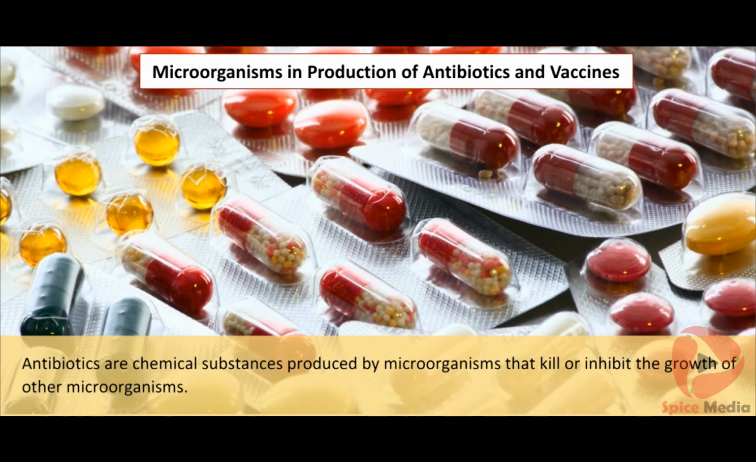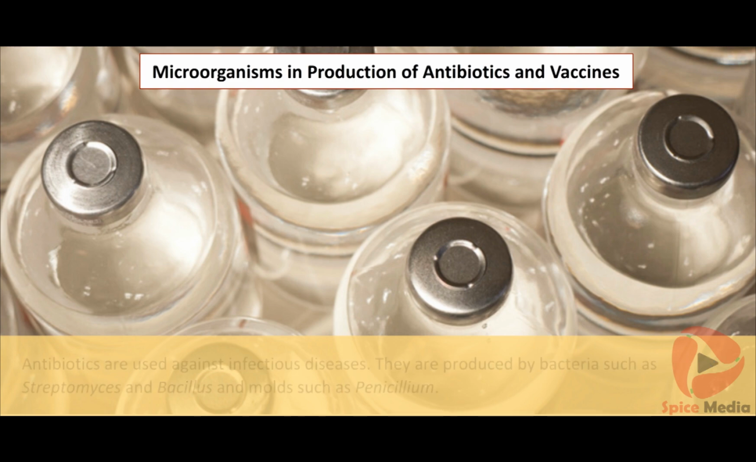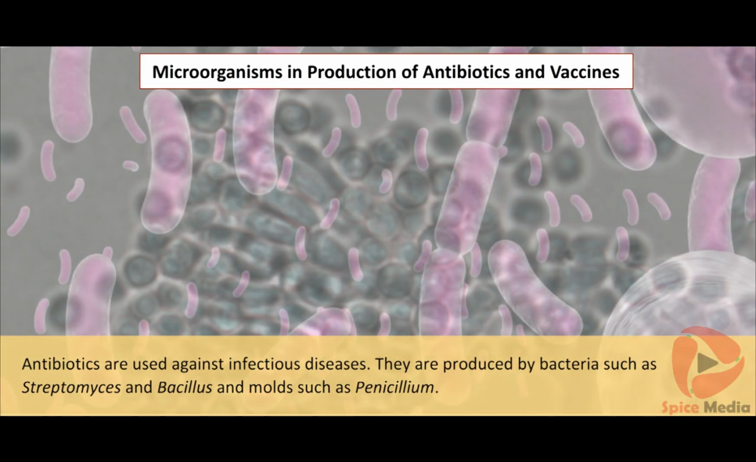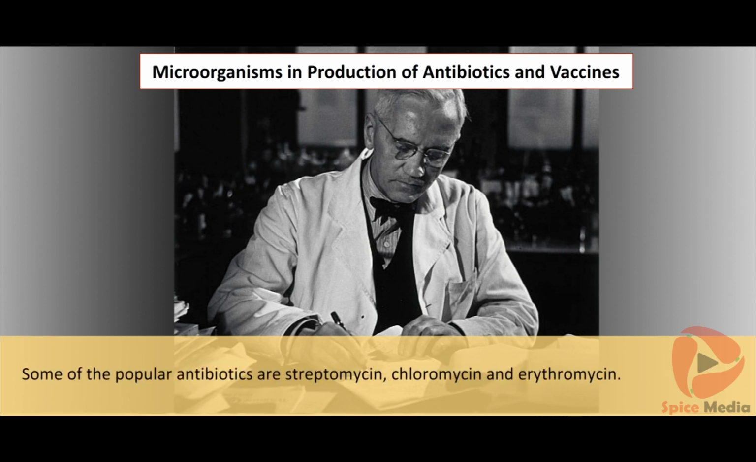Antibiotics are chemical substances produced by microorganisms that kill or inhibit the growth of other microorganisms. Antibiotics are used against infectious diseases. They are produced by bacteria such as Streptomyces and Bacillus and mold such as Penicillium. Alexander Fleming found that a fungus, Penicillium notatum, produces an antibiotic substance, penicillin, which has the capacity to kill bacteria. Some of the popular antibiotics are streptomycin, chloromycin, and erythromycin.